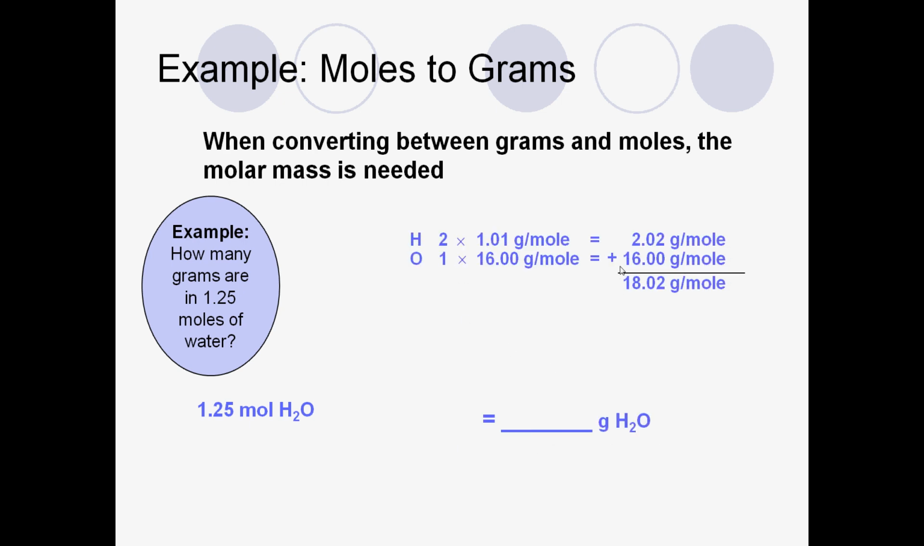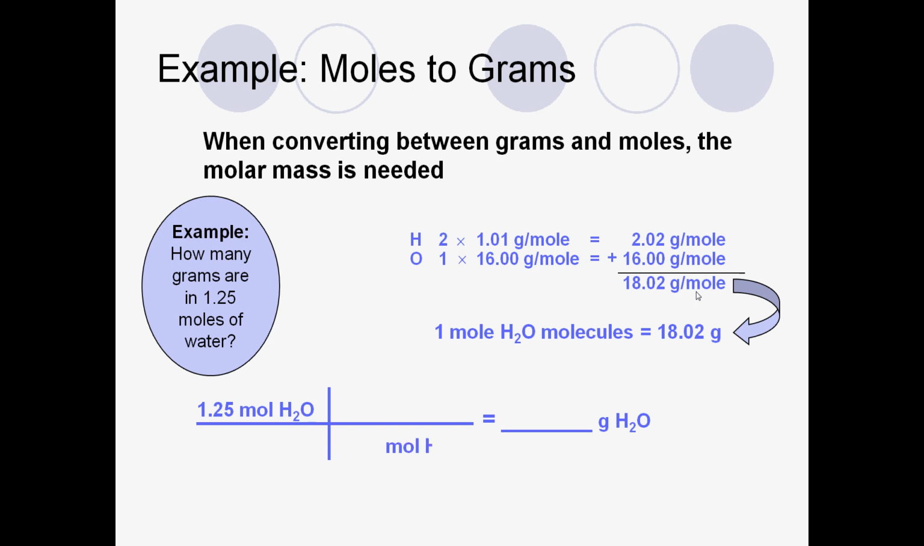If we add up the mass of water, okay, we take how many atoms times the mass, add those together, we get 18.02 grams per mole. So we know for water, every 18.02 grams is per 1 mole. And so we can set that up into our conversion factor here. We have 1 mole here, moles here cancel, and then we have this many grams per 1 mole.